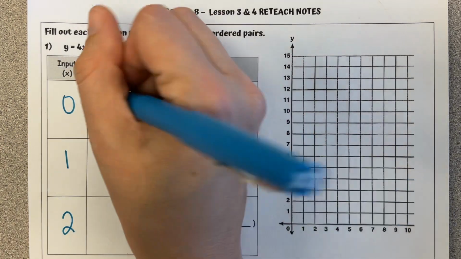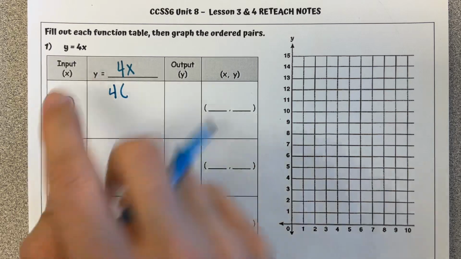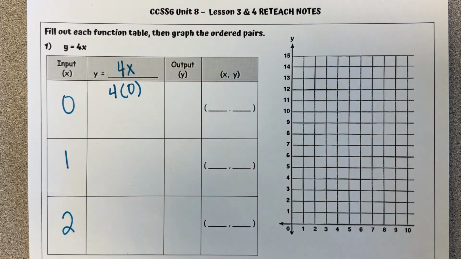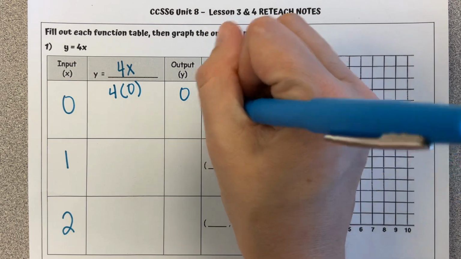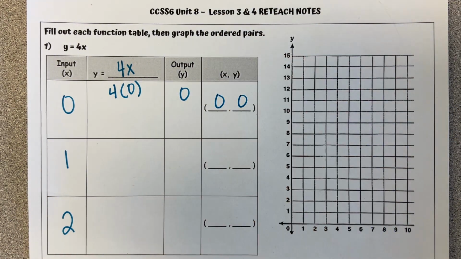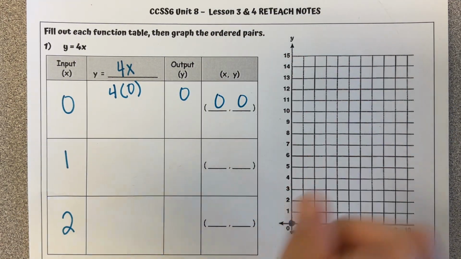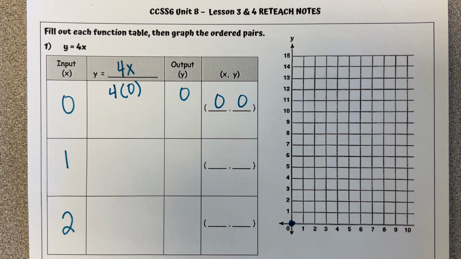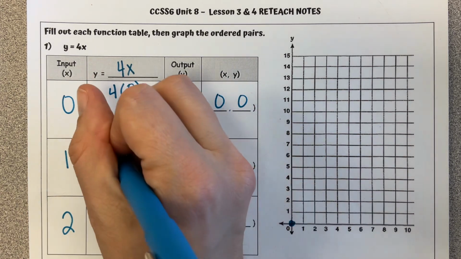Now we're going to multiply 4 times our input value of 0. 4 times 0 is 0. So our ordered pair is x is 0, y is 0. And I'm going to plot that right here. 0, 0.